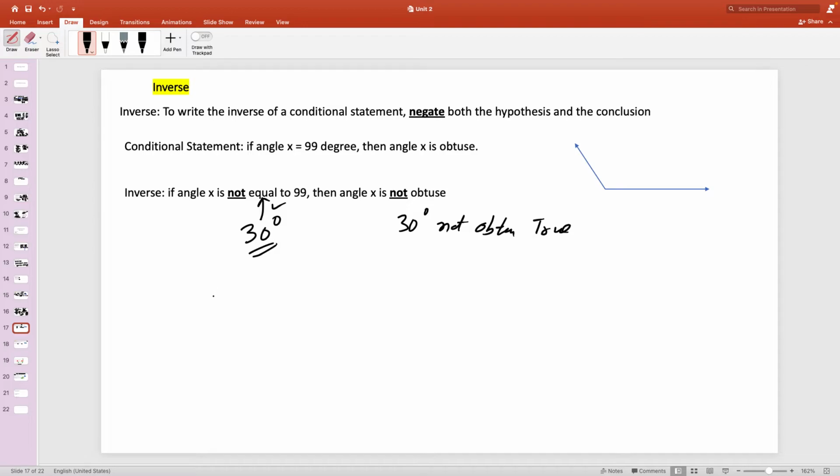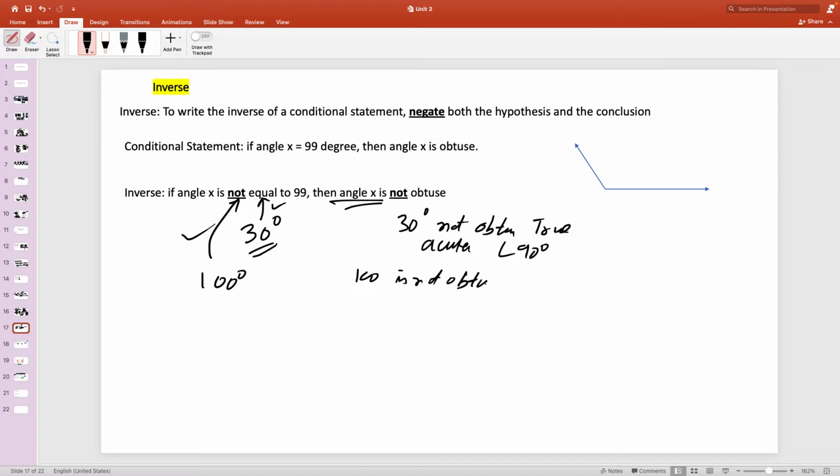But what if we pick something different? Now not obtuse means it's an acute angle, right, which is less than 90 degrees. So this was true. Now let's pick an example of 100 degrees. 100 degrees is not equal to 99, so the if condition is accurate. Now let's evaluate the then part. Angle 100 degrees is not obtuse.